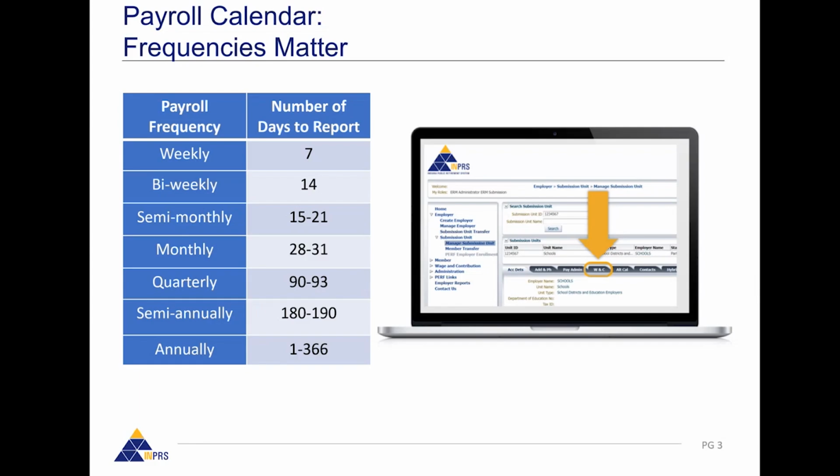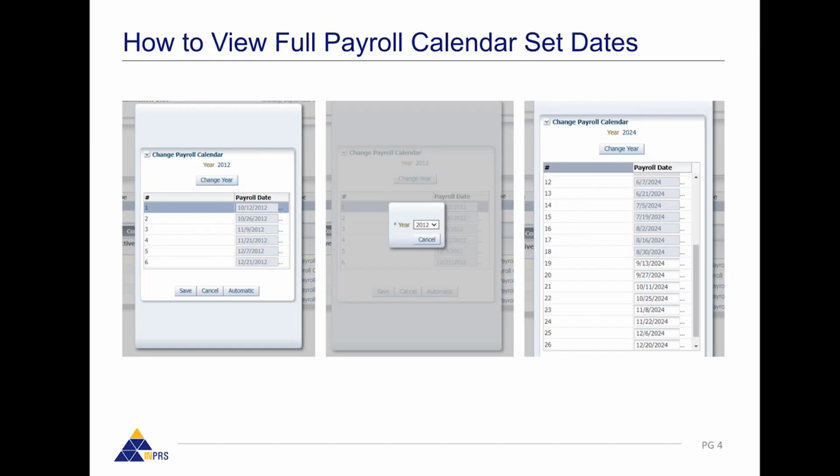But if you ever need to look at the payroll dates that you currently have in your submission unit, this is going to be found on the Manage Submission Unit screen in ERM. It's kind of hidden a little bit, but underneath the Employer tab and then underneath the Submission Unit tab, you'll go to Manage Submission Unit. There's a little black tab in the middle of the screen that's titled W plus C for Wage and Contribution. That's where you're going to find your payroll frequencies.